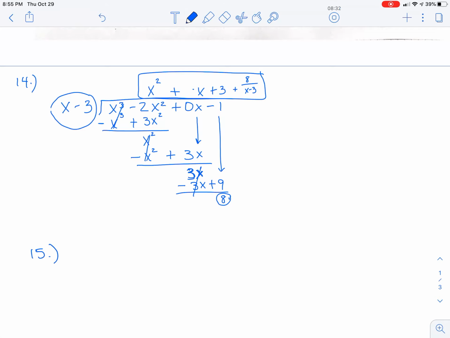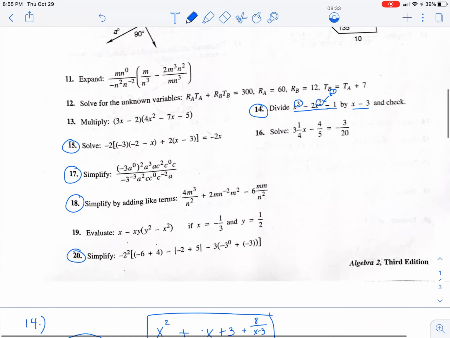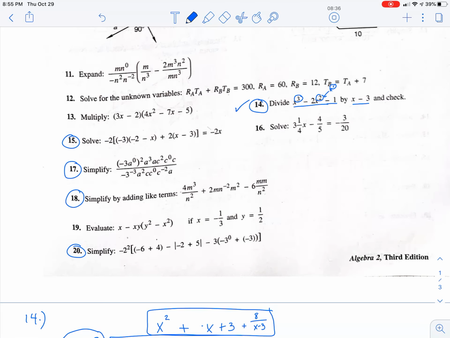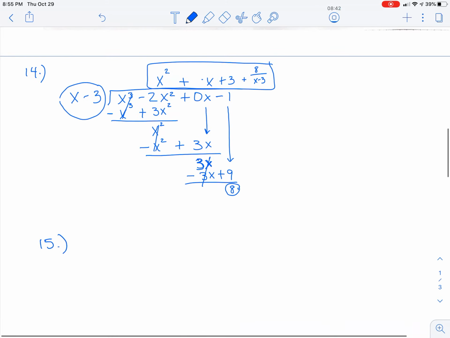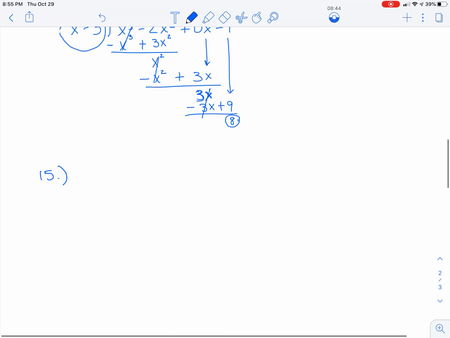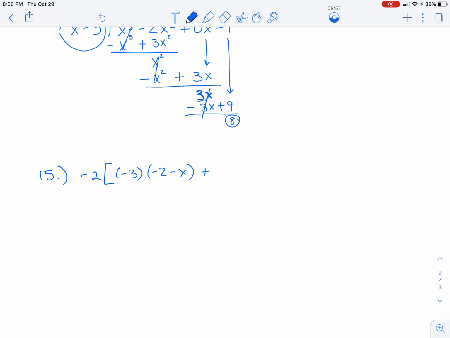Let's look at number 15 now. Number 15 on the test says we want to solve this long equation here for x. So let's go ahead. I'm going to write it in. Negative 2 times negative 3 times negative 2 minus x.